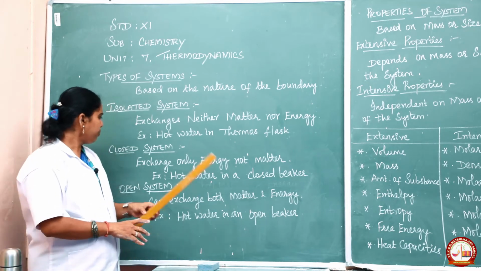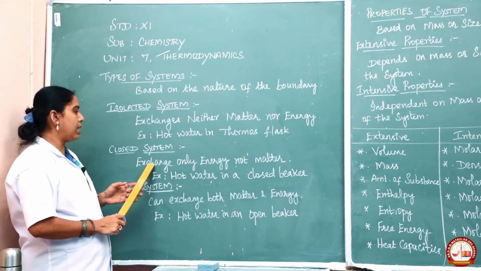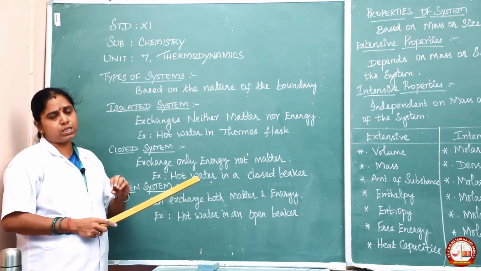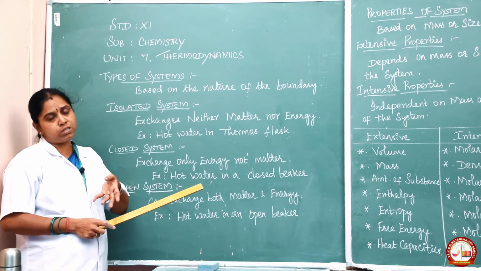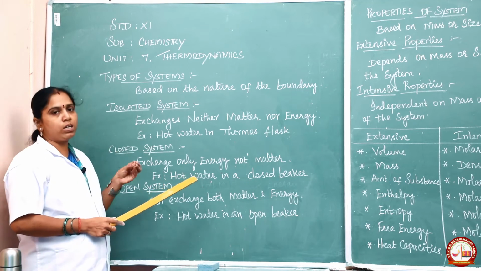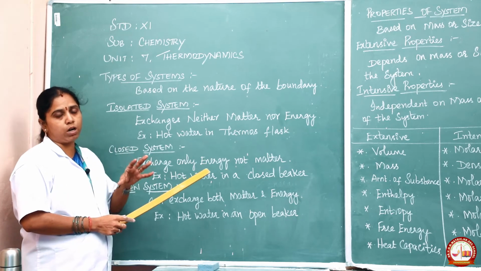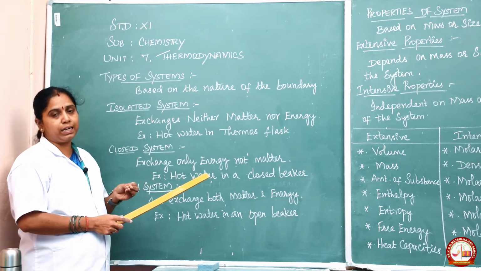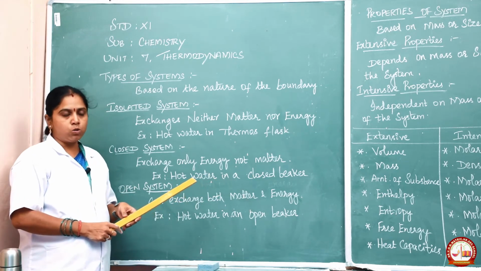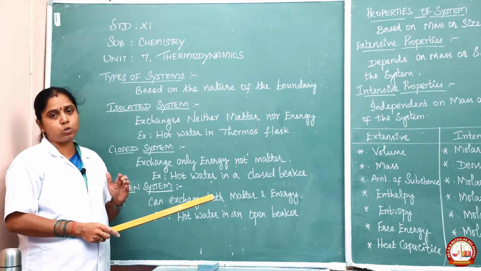Next type of system, closed system. In the case of a closed system, the system can exchange only energy but not matter. It is just transferring energy to the surroundings, or gaining energy from the surroundings. So only energy is exchanged, not matter. The amount of substance we are taking inside remains constant. Example, hot water in a closed beaker. Here we are taking the hot water, and the boundary is sealed but it is not insulated.